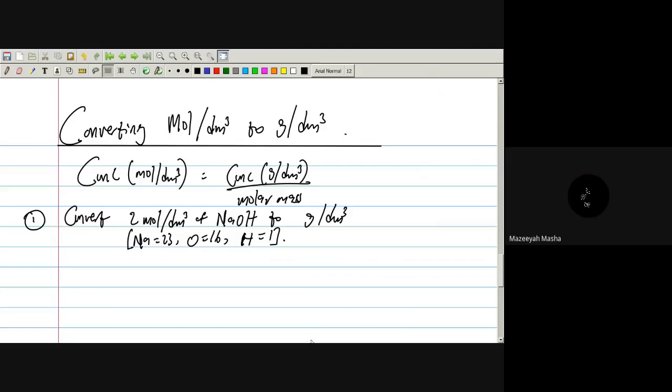All right, so let's solve this question. Before you solve, calculate the molar mass of sodium hydroxide for me. With all these parameters, what do you have? Yes, molar mass of sodium hydroxide.